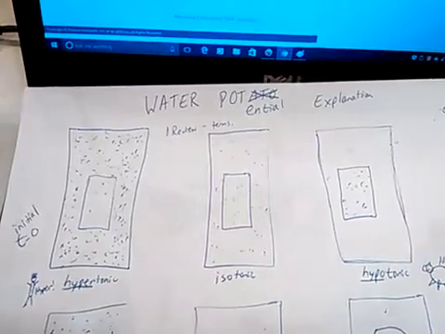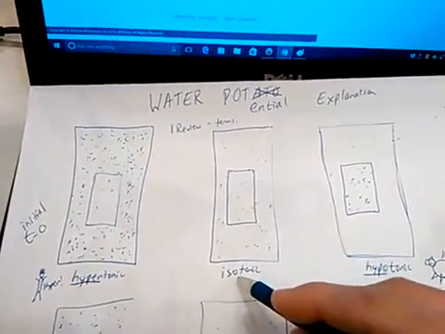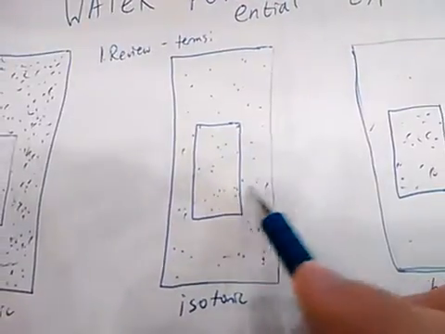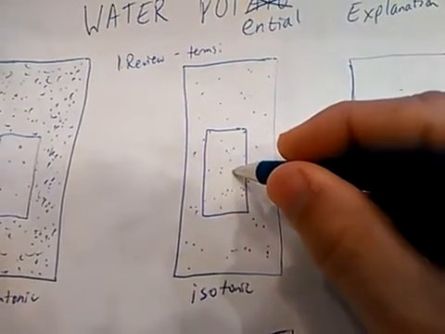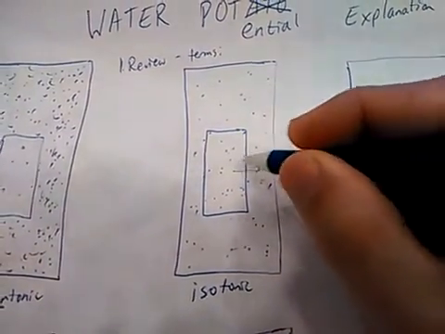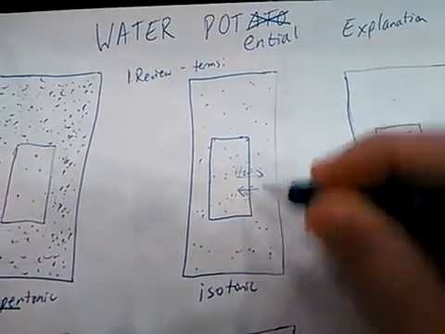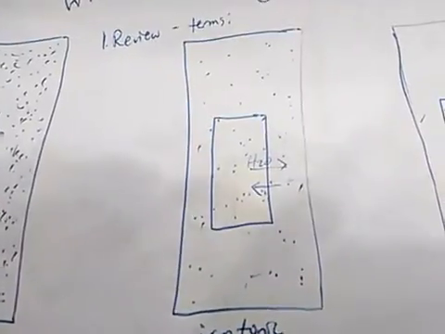So let's start off with our isotonic cell here. It's isotonic because it has the same concentration of solute on the inside and outside of the cell. So this entire time that it's in this solution, it's going to have water movement out and into the cell. And what's it going to move across? Well, it's going to move across the cell membrane.